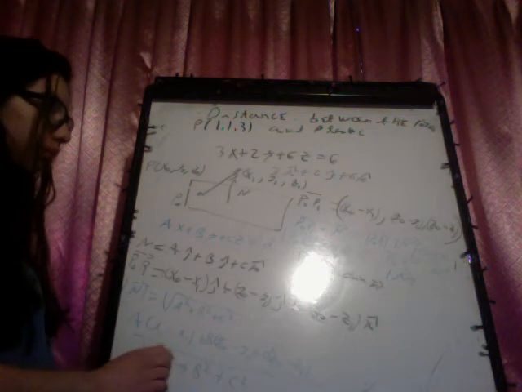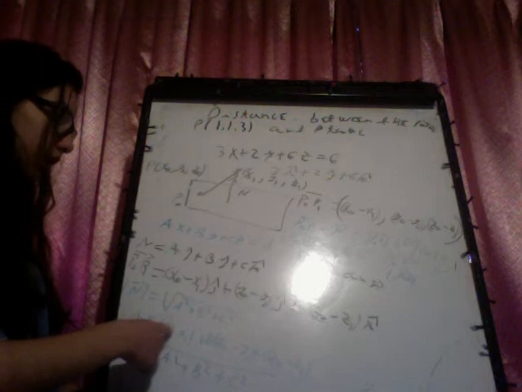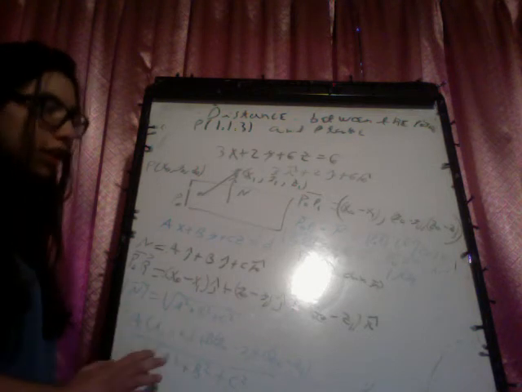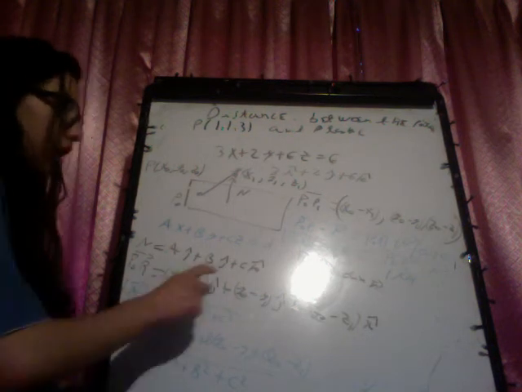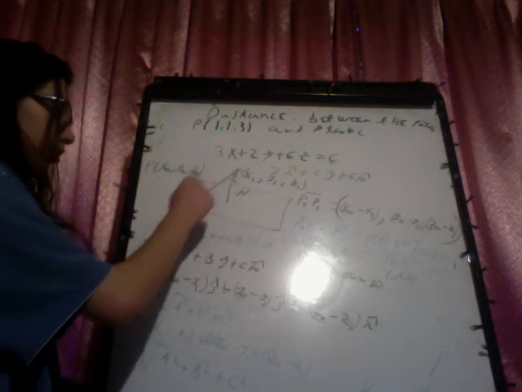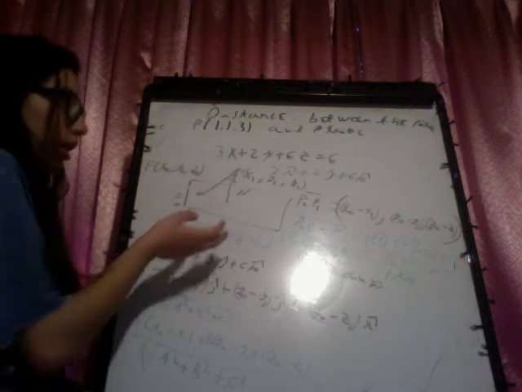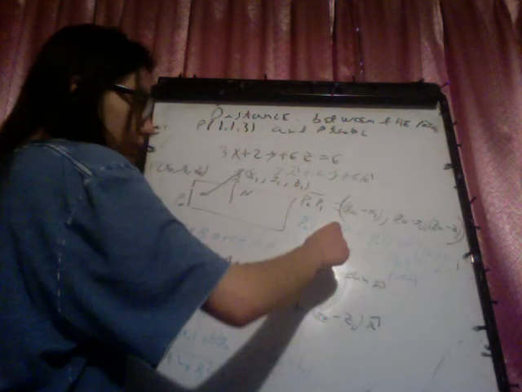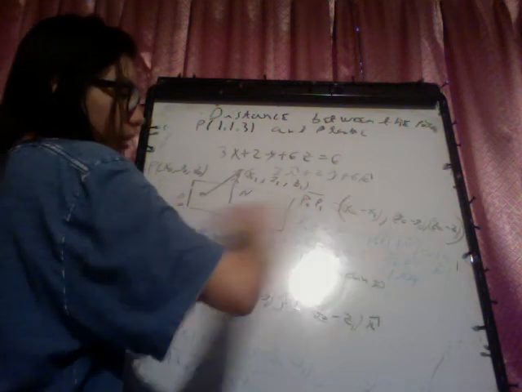You can put it this way, or this way as I do it, but I think that it's easier to understand. Remember that the vector P naught P1 is the same as P1 P naught, so you can change this. Instead of putting x naught minus x1, you can put x1 minus x naught.